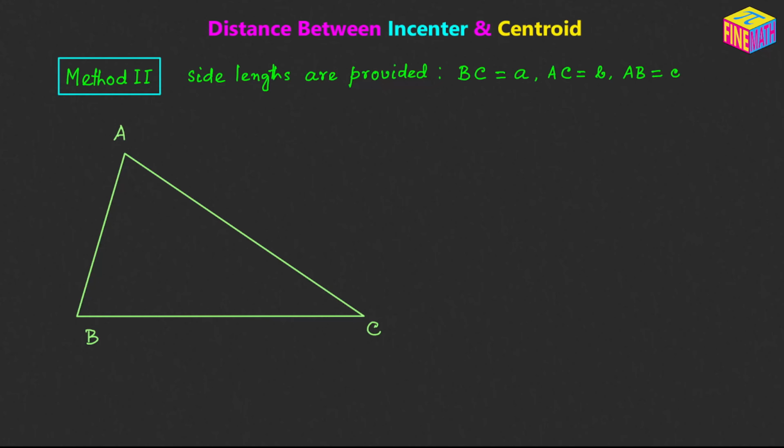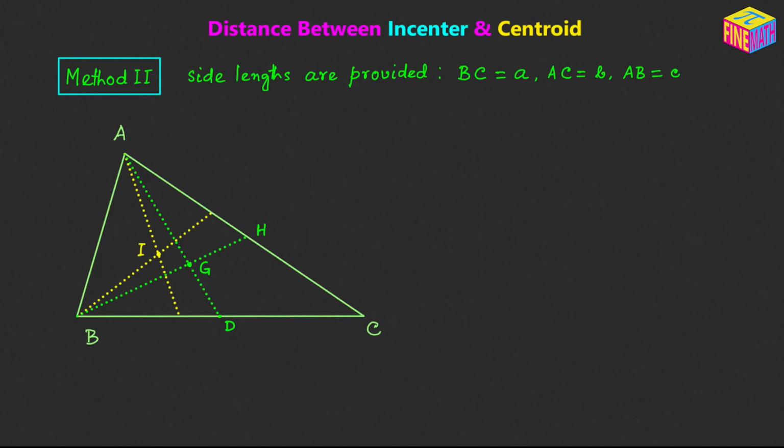So let me do the constructions here. I have drawn two angle bisectors. One is the bisector of the angle A and the other one is the bisector of the angle B, and the intersection of these two bisectors will be the point which is the incenter. Next, I am going to draw two medians to find the centroid. So here we have the centroid, which is the point G.